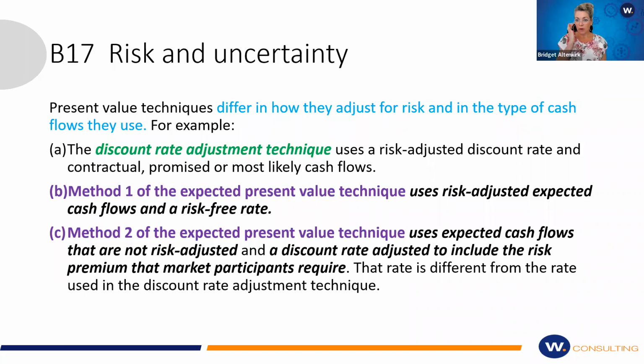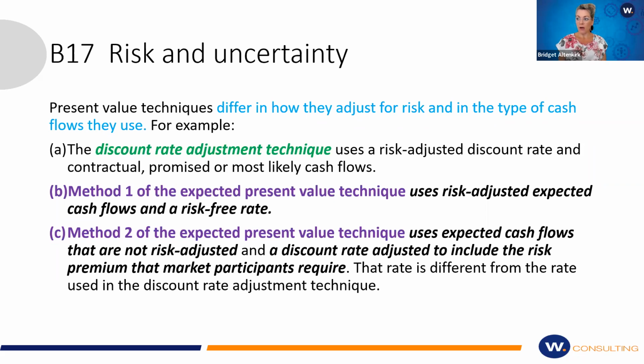So there's different approaches which could be used. The one is known as the discount rate adjustment technique, in which an entity would take a discount rate and they would have to make certain adjustments to it and apply that discount rate to the most likely cash flows. Or there is what is known as the expected present value technique, which has two different methods, method 1 and method 2.